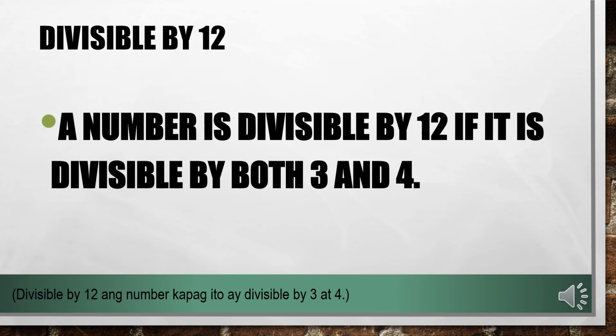Divisible by 12. A number is divisible by 12 if it is divisible by both 3 and 4. Meaning, if the sum of its digits is divisible by 3 and the last two digits of the number are divisible by 4, it is divisible by 12. Let's find out how this rule works.